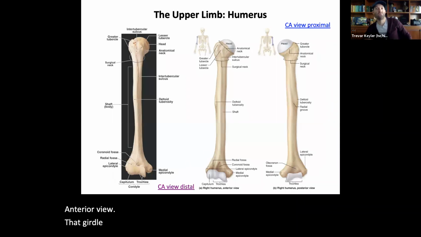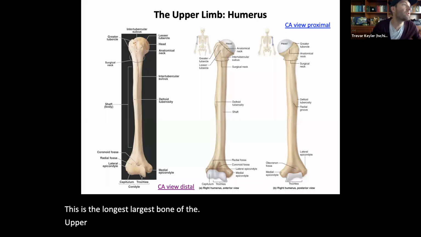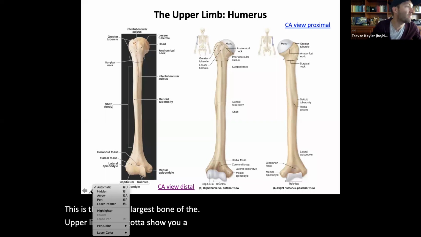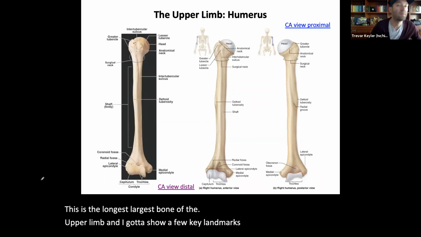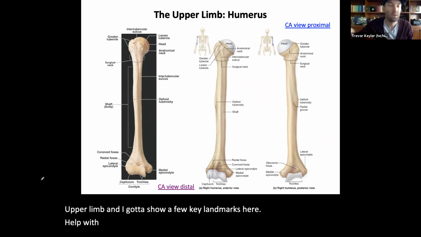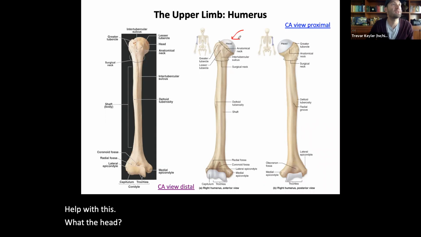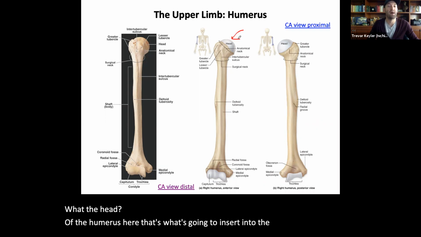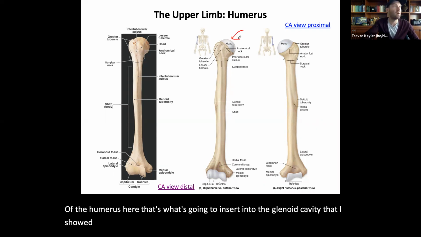Okay, we'll move on to the humerus of the upper limb. This is the longest, largest bone of the upper limb. And I'll just show you a few key landmarks here to help with these. Well, the head of the humerus here, that's what's going to insert into the glenoid cavity that I showed you previously on the scapula.